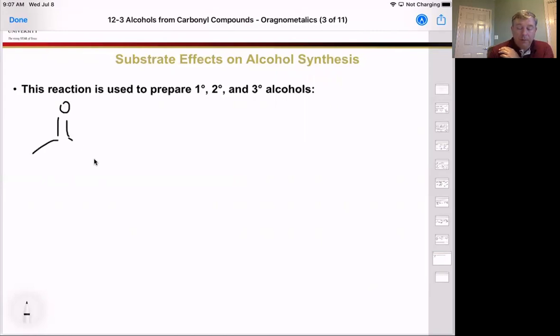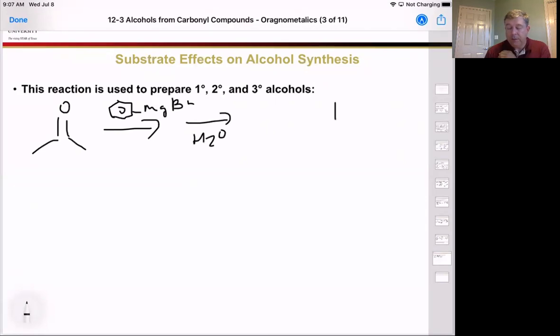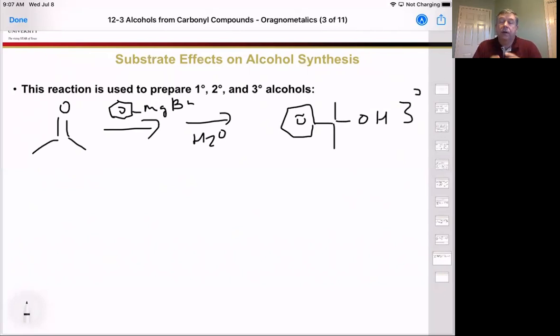So when we start with a ketone, for example, this acetone here, and we attack it with a Grignard reagent, let's attack it with phenyl magnesium bromide, and then we quench with water, we will end up with 2 methyl groups that were already on the ketone, and the phenyl group will be attached here, yielding a tertiary alcohol. So in this case, any addition of an organometallic reagent to a ketone will generate a tertiary alcohol.